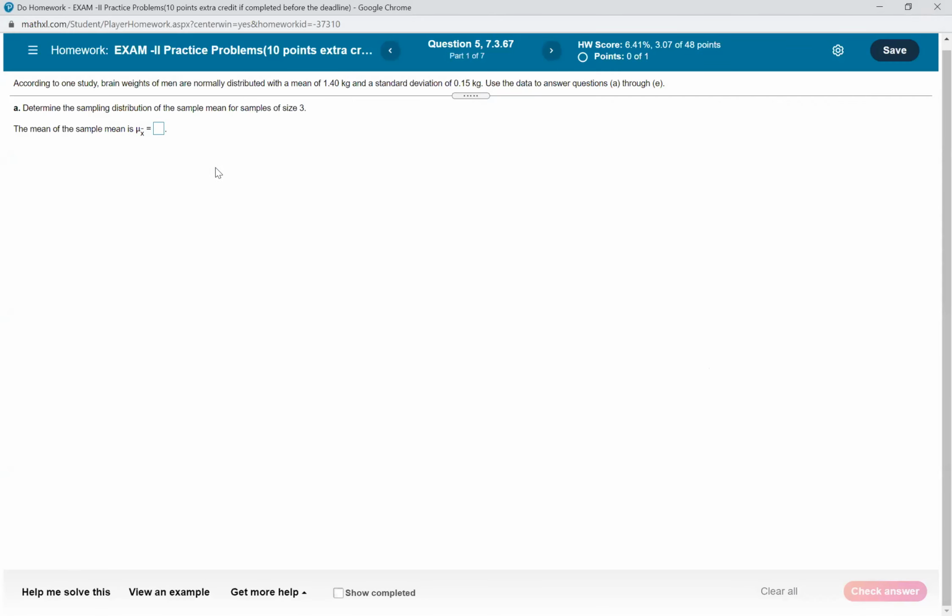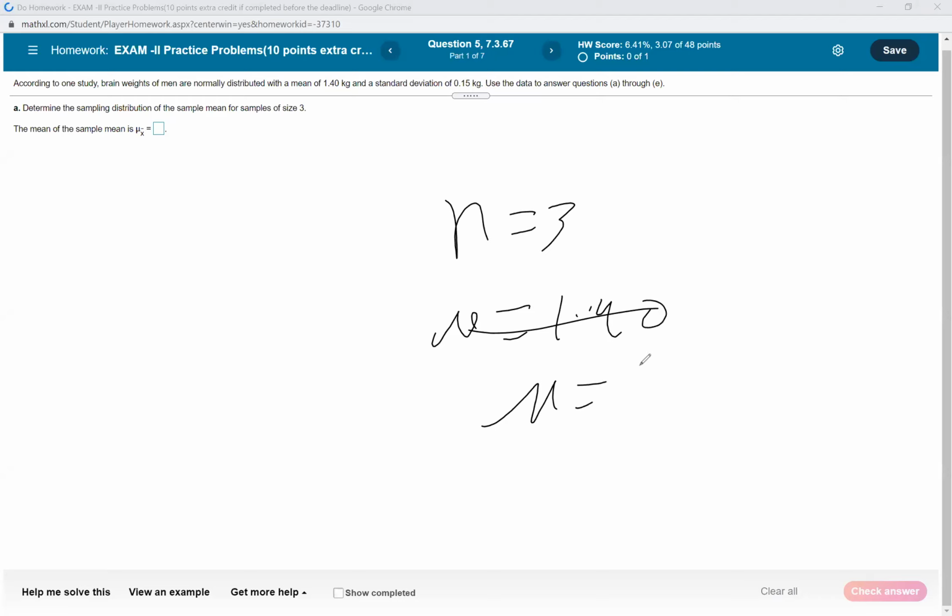Okay, so here determine the sampling distribution of the sample mean of sample size 3. So here the sample size n is 3. And let me read the question. The mean mu is 1.40 and the standard deviation sigma is 0.15. So use the data to answer the questions from A to E.